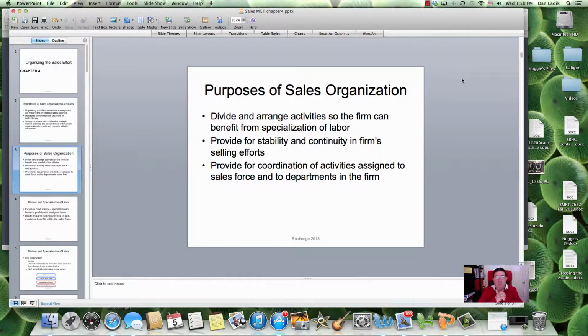So there's more than one way to organize the sales force, and we're going to go through a number of these. They have pros and cons, and it's really a function of what's the best fit for your firm, what's the best fit for the industry, what's the best fit for the organization, given all the potential trade-offs. Because there is no one way to do this. There isn't.